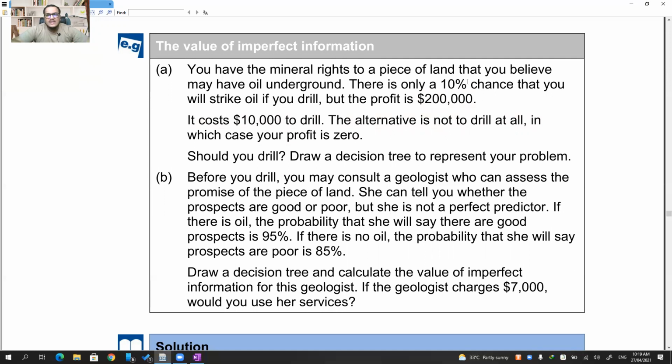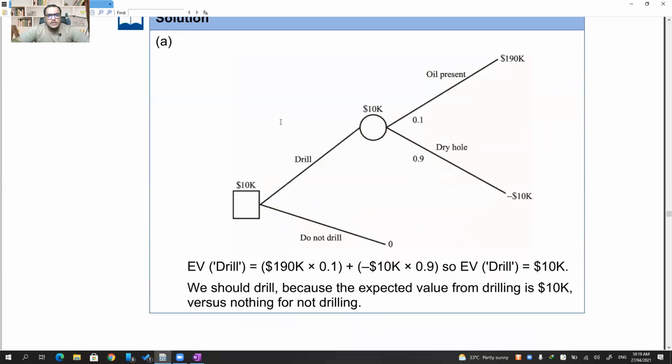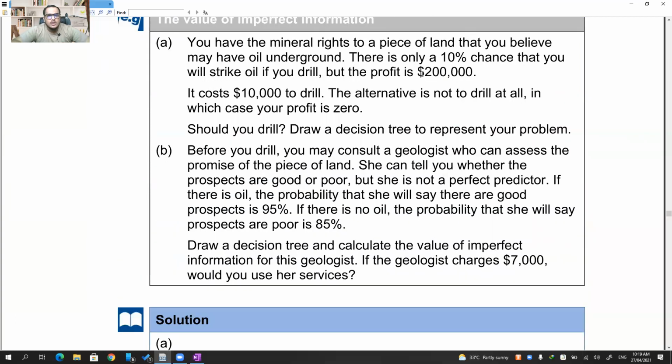Okay, accepted. So let's calculate the expected value. 200,000 is the value, probability is 10%. So 200,000 into 10% is $20,000. Cost of drilling is 10,000. So that means still you will have a profit of $10,000. See the decision tree. If you drill, cost will be 10,000. If you do not drill, cost will be zero. Once you drill, if the oil is present, your present value would be 190,000. So why 190? 200,000 minus 10,000 cost of drilling.